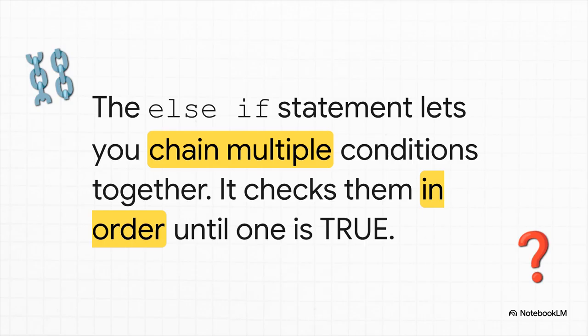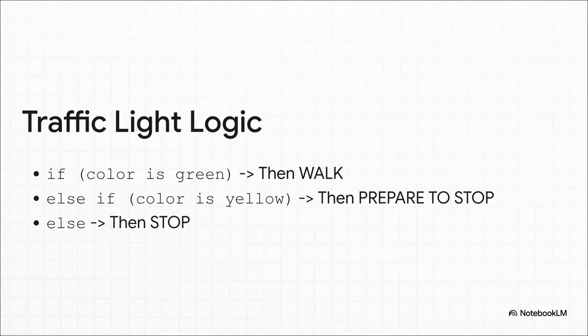Then it stops. You know, the absolute best way to think about this is a traffic light. The code first checks if the color is green. If not, okay, else if the color is yellow. And if it's neither of those, the final else is like a catch-all. It's got to be red, right? This structure handles lots of different situations in a really clean, logical order. And that order is super important.